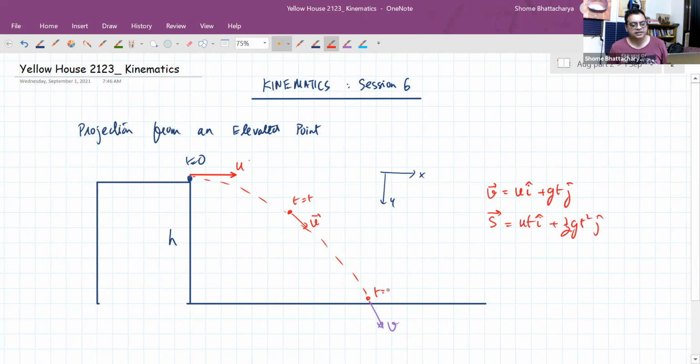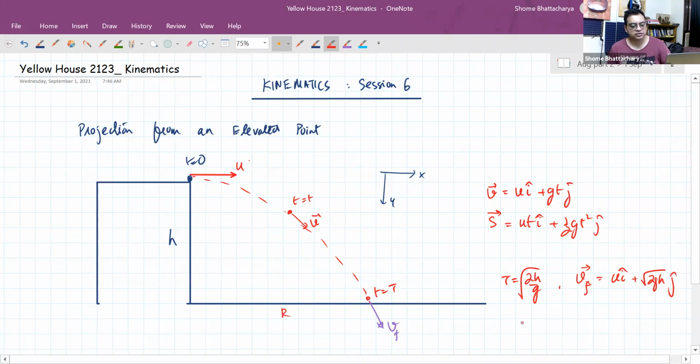And therefore, if it lands here at time capital T, then that time becomes square root of 2h by g. And the final impact velocity Vf, because it's the final velocity, becomes u i cap plus square root of 2gh j cap. And also this range becomes u into capital T, so the range becomes u times square root of 2h by g.